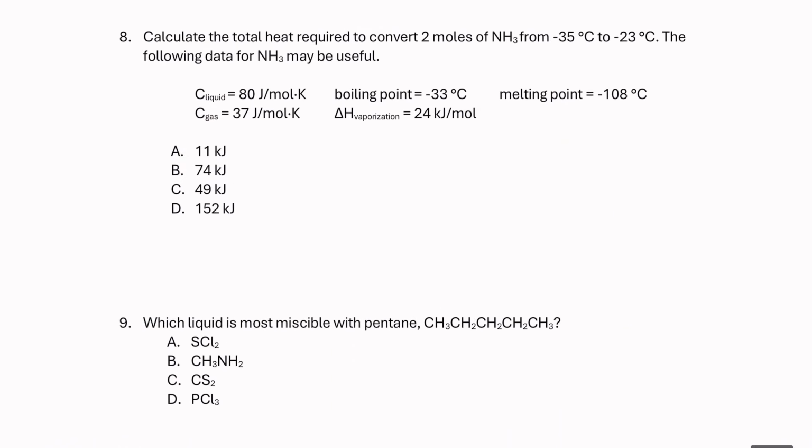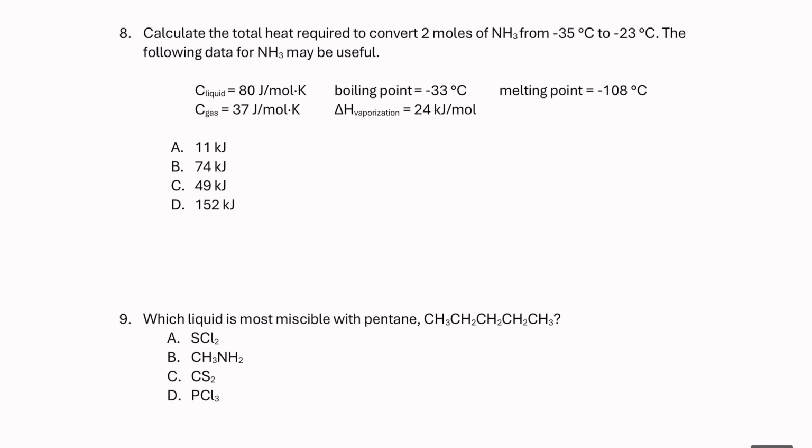Problem 8 says, calculate the total heat required to convert 2 moles of ammonia from negative 35 degrees Celsius to negative 23 degrees Celsius. The following data for ammonia may be useful. Here we're given the boiling point, the melting point, the heat capacity for liquid ammonia, the heat capacity for gaseous ammonia, and delta H vaporization.